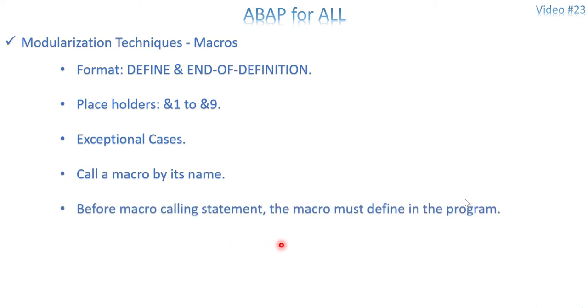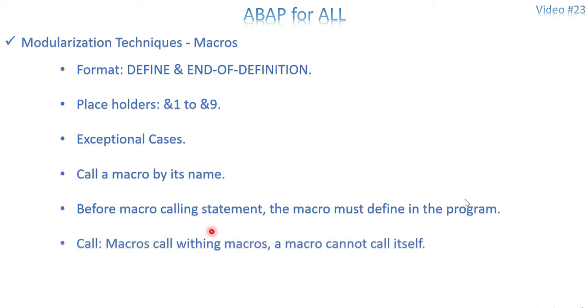Before calling a macro, the macro must be defined in the program. This is the basic rule, meaning your macro definition is always above your macro call. So first you need a macro definition, then only can you use a macro call. You can call a macro within a macro, that is applicable, but a macro cannot call itself. Probably you might have come across these statements in your college days, when reading the difference between macros and functions. So a macro cannot call itself.